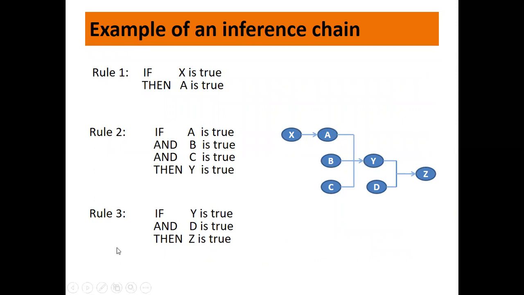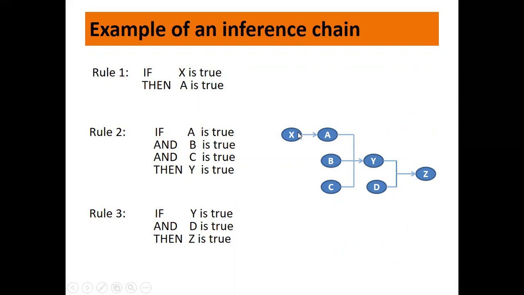Here, suppose these are the three rules which are already stored in the knowledge base. And as I said, the rules are of the form if and then, or if-then. There are three rules. What does the first rule say? If X is true, then A is true. That is, X implies A. If X is true, then A is true. What does the second rule say? If A is true, B is true, C is true, then Y is true, right? So if A, B and C, all these three are true, then Y is true.